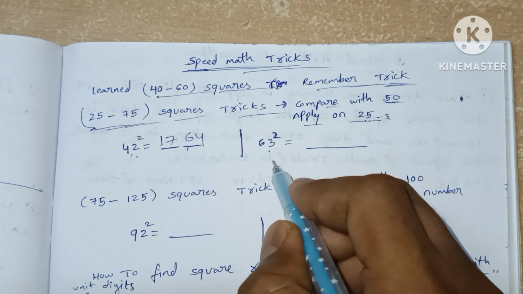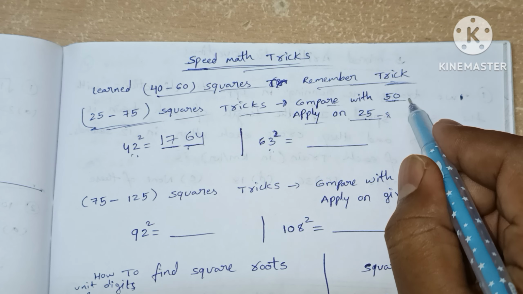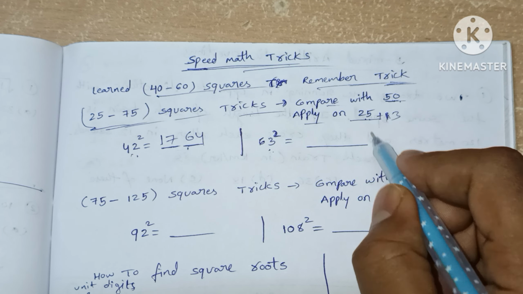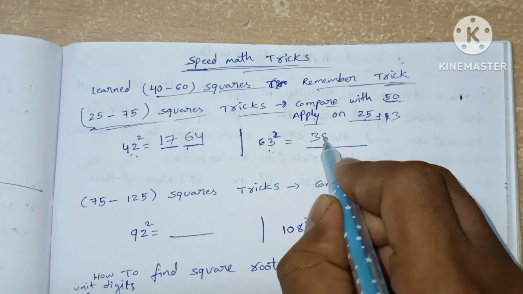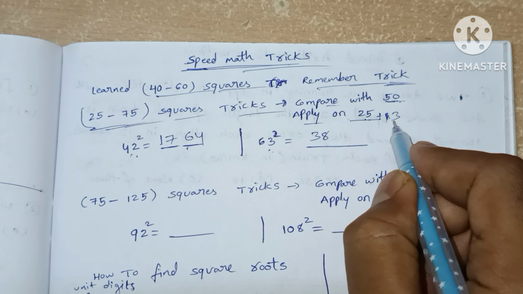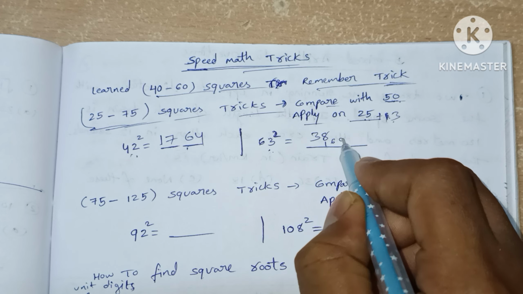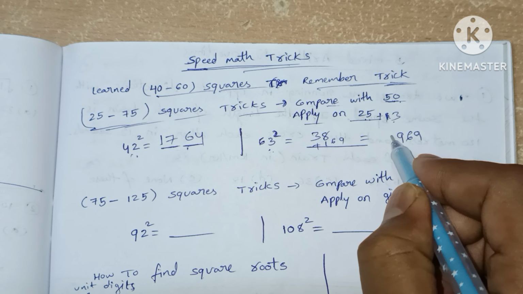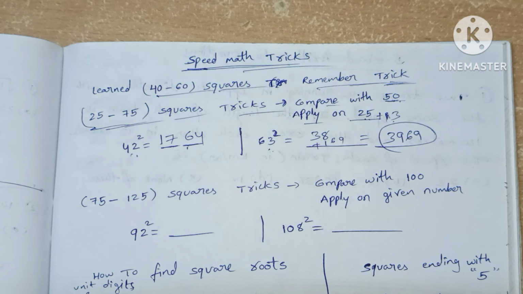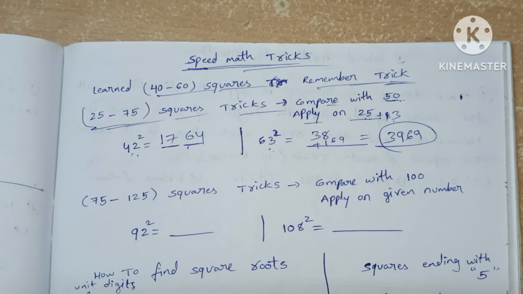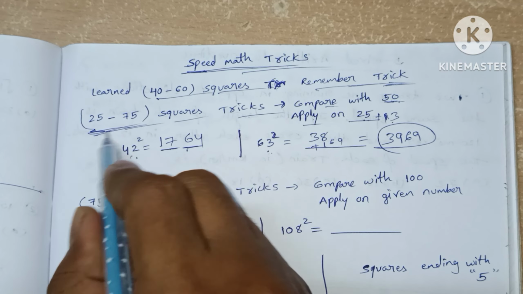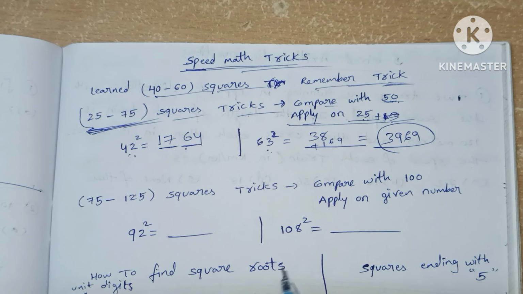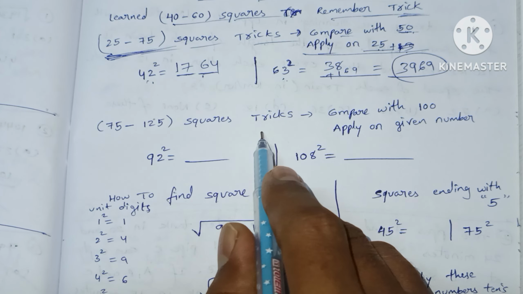This is the answer. Let's see this. 63 square is 13 more than 50. So adding 13 to 25, we get 38. 13 square is 169. So our value will be 3969. So these are the squares from 25 to 75. This is the trick. Now let's see the 75 to 125 squares trick.